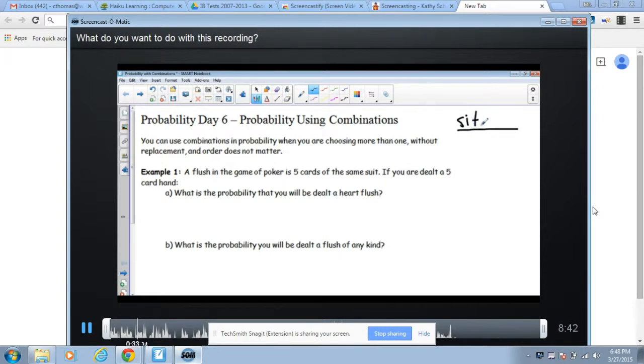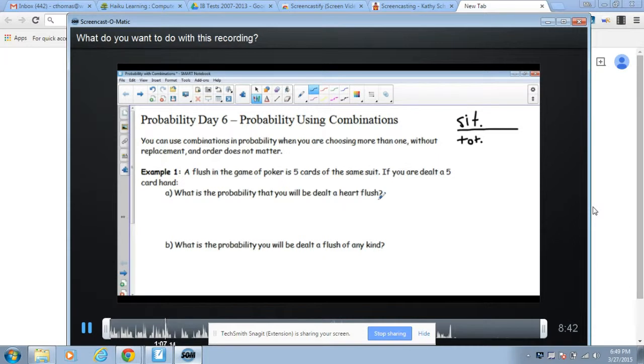It's hard to write with this, so I'm just going to write "sit." to save you my bad handwriting with the mouse pad. And then it's over the total number of possibilities for everything, like for the entire deck of cards. And again, we'll just say "total" because it's hard to write. Okay, so a flush in a poker game is 5 cards of the same suit. So what would the probability be that it is a heart flush?